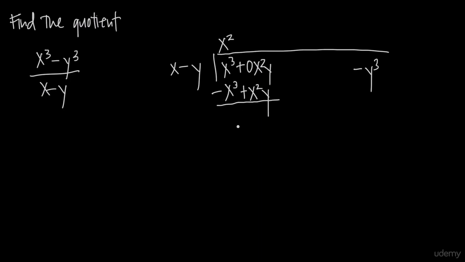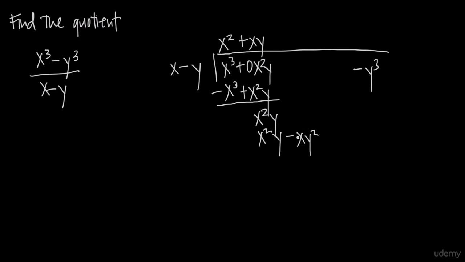x cubed plus a negative x cubed is 0, so those two cancel. 0 x squared y plus x squared y is a single x squared y. And now we need to figure out what we have to multiply by x to get x squared y. Well, of course, that would just be xy. So we go ahead and say plus xy, and now we multiply xy through by our entire divisor. xy times x is x squared y, and then xy times a negative y gives us a negative xy squared.